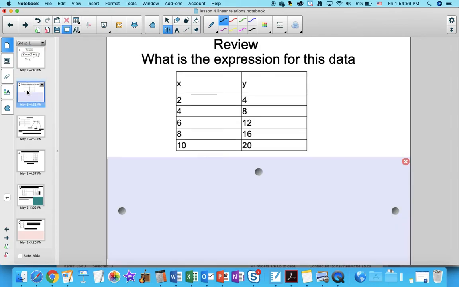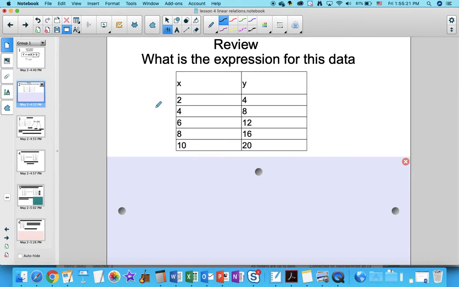Well, let's do some review. What is the expression for the data table, right? We have x is 2, 4, 6, 8, and 10. And y is 4, 8, 12, 16, and 20. So just pause the video and see if you can find the expression. All right, so I'm going to move forward.